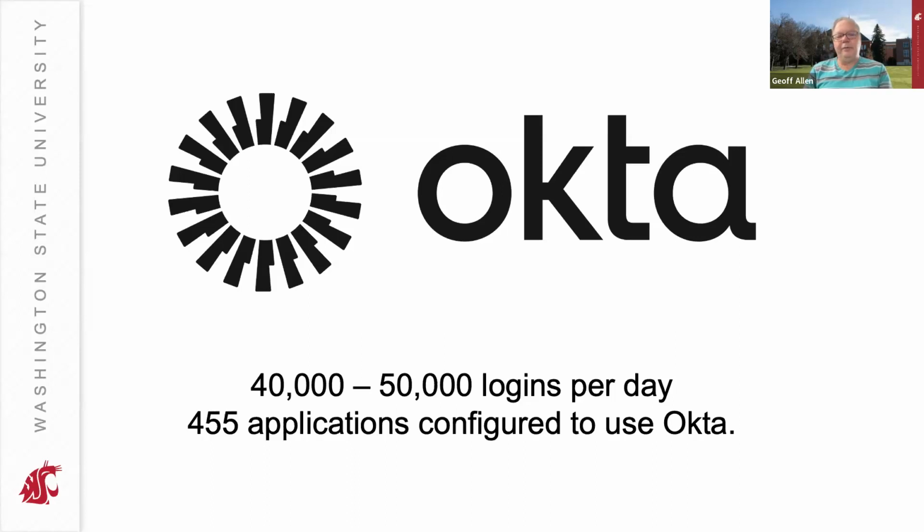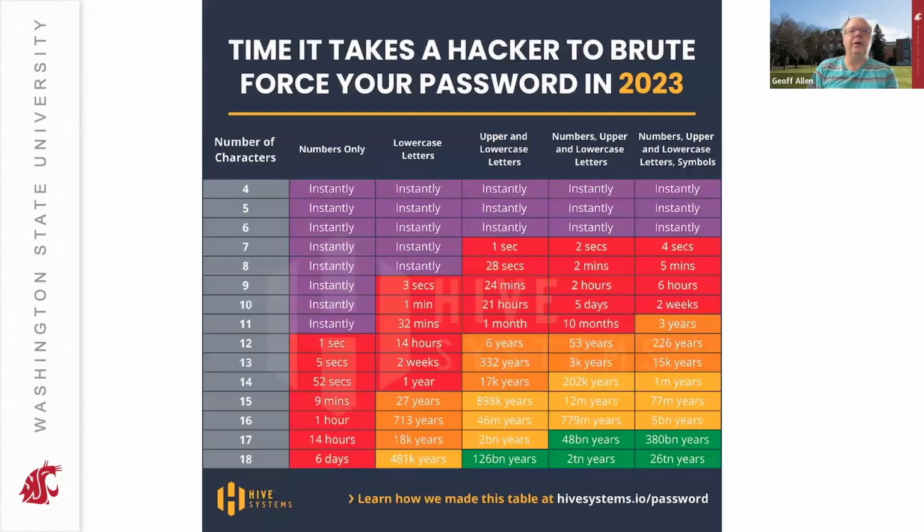As you're probably familiar with, your network ID, how you log in, that identity is secured by a password and by MFA. And the reason we need both of those is because these days passwords really aren't enough to secure a login. So here's a chart from a group called Hive Systems. And you can see if you have an 8-character password, it really doesn't matter how complex that password is.